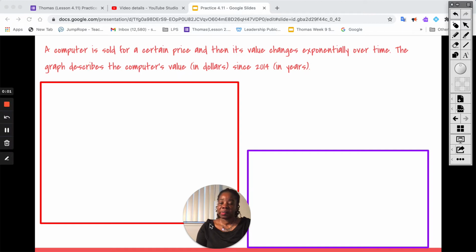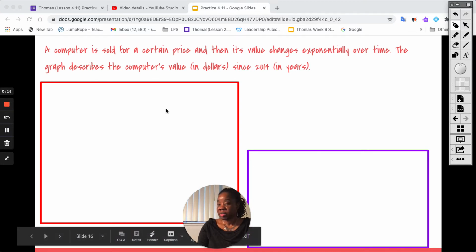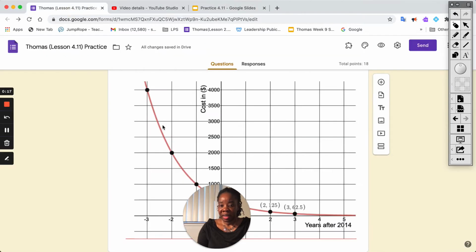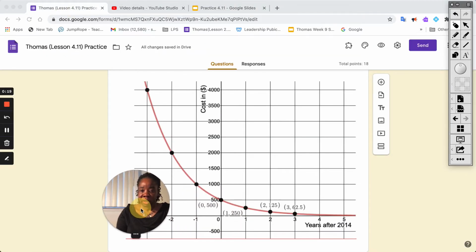All right, so this question says a computer is sold for a certain price and its value then changes exponentially over time. The graph describes the computer's value in dollars since 2014 in years. So where's the graph? All right, let's look back at it. What do we recognize? So here's the graph. We can see that it's curving downward.